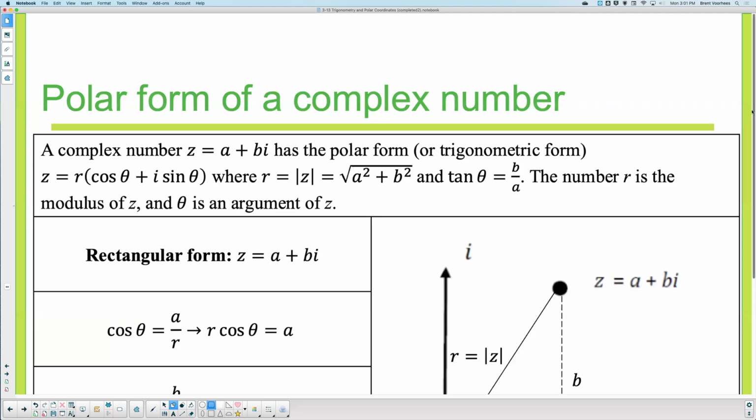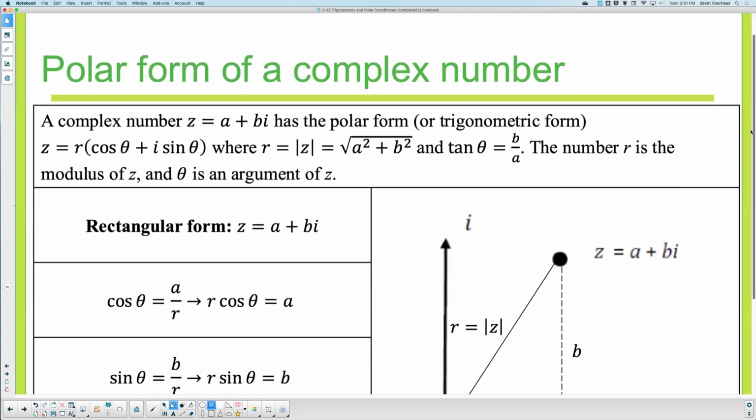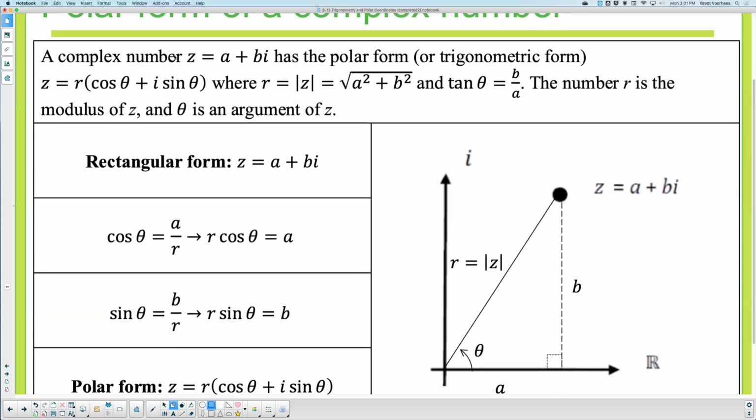So example 6 is going to deal with the polar form of a complex number. You take your complex number, which is in rectangular form, and we're going to write it now in polar form, or what's sometimes called trigonometric form. And you might be going, wait, what in the world is that?